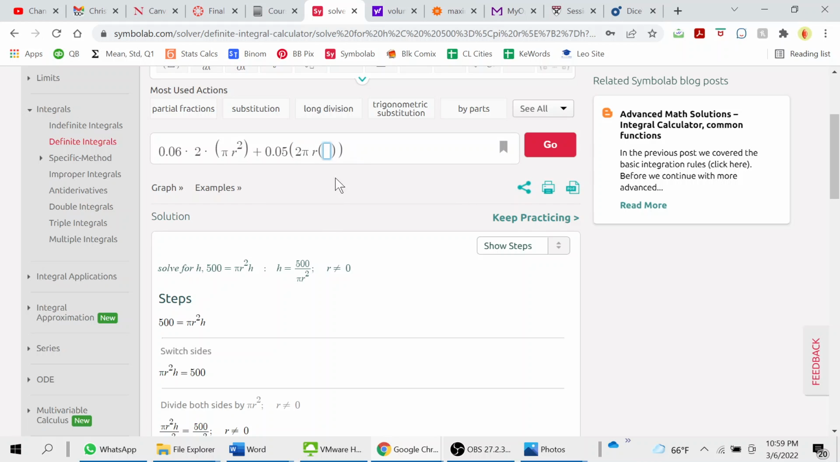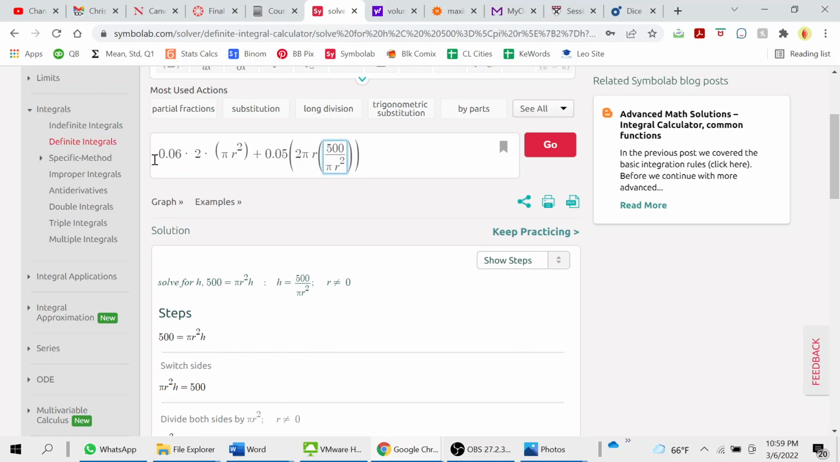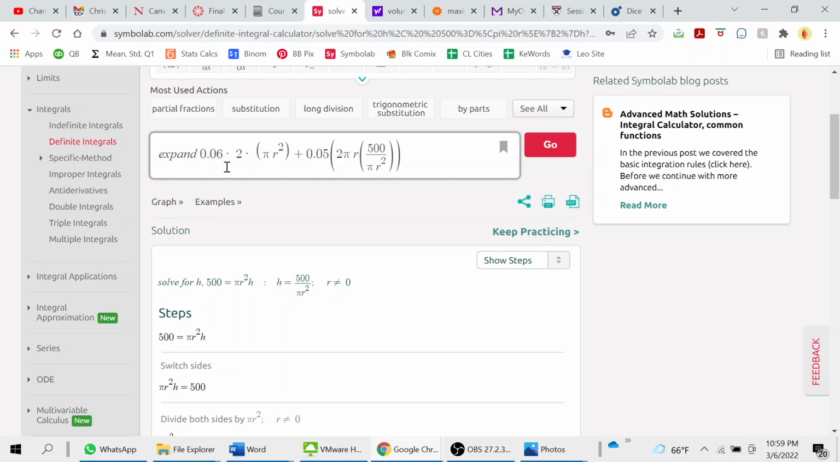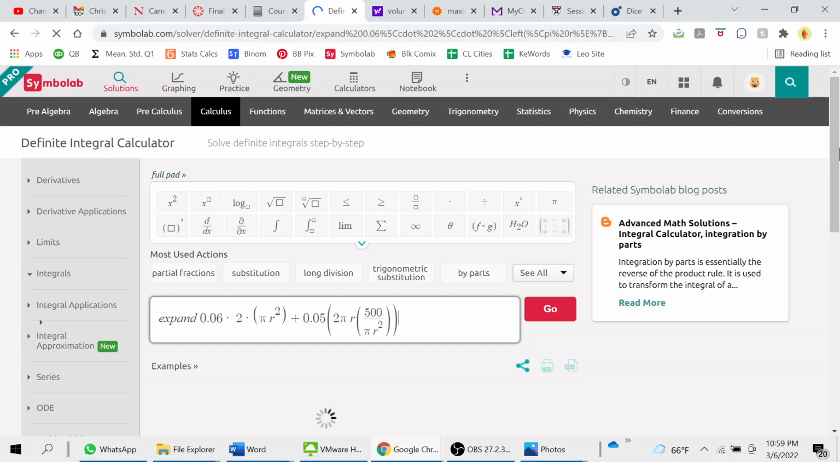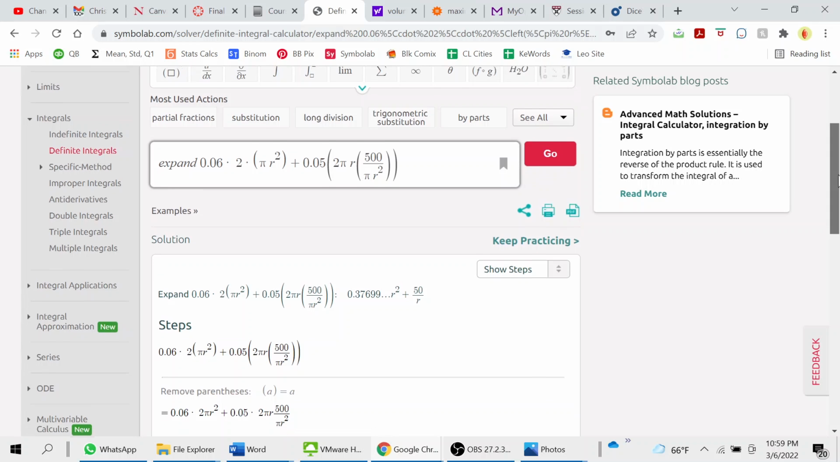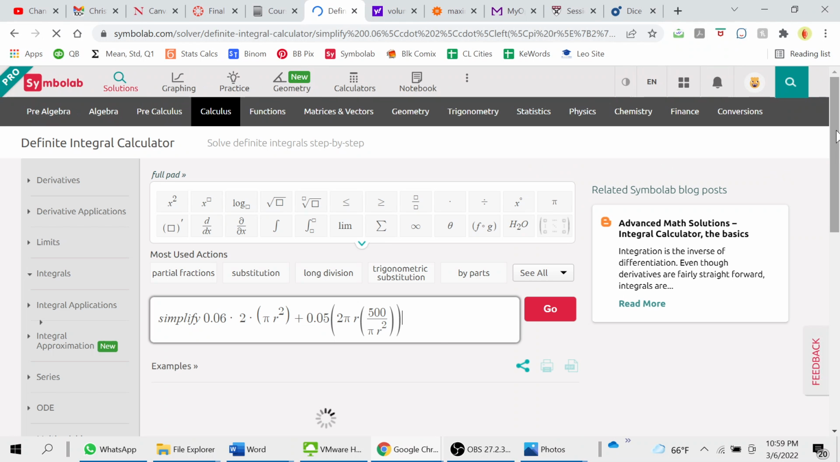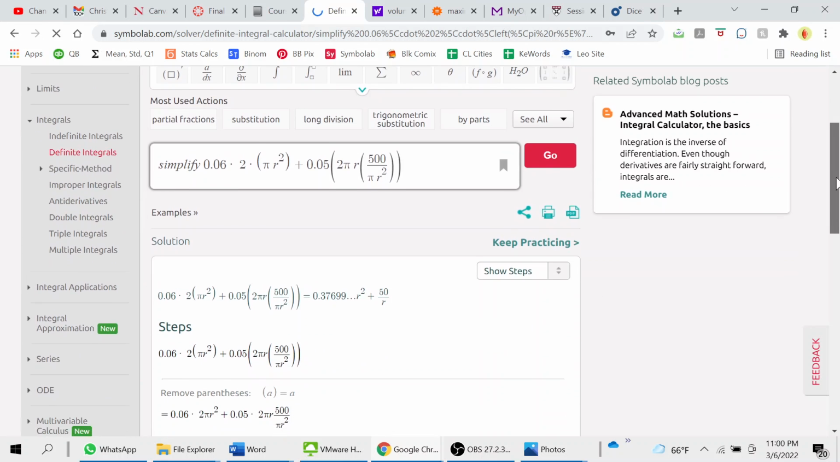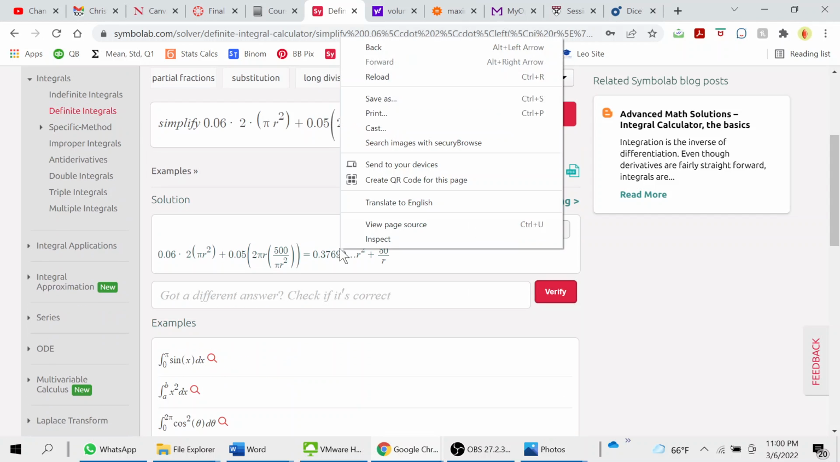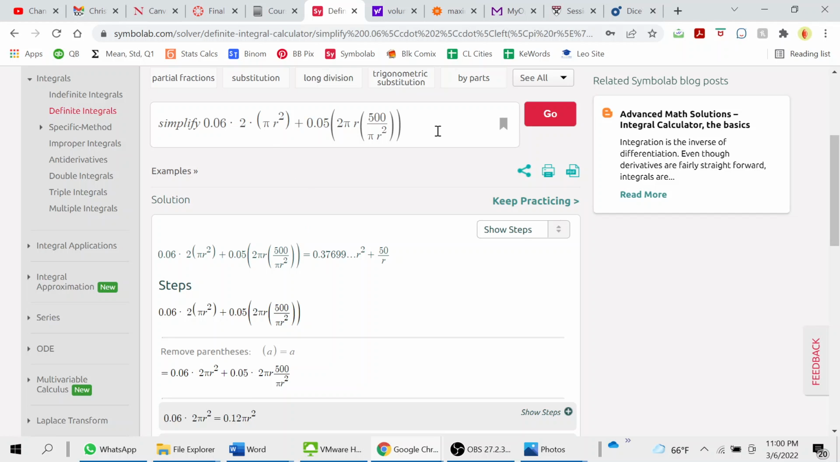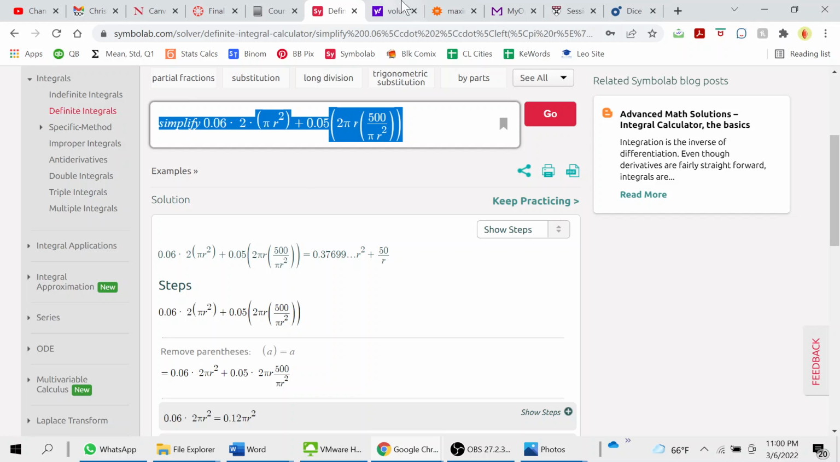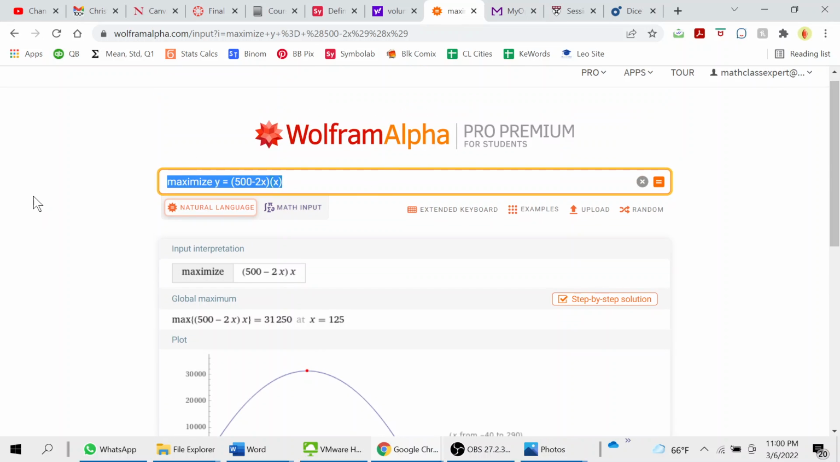Okay, replace h here with this value. Expand. Okay, that looks complicated. Simplify. Interesting. This looks complicated AF. Hold on. Let me type it into Wolfram Alpha and see if that does anything.